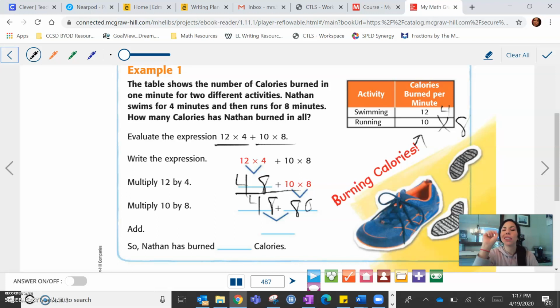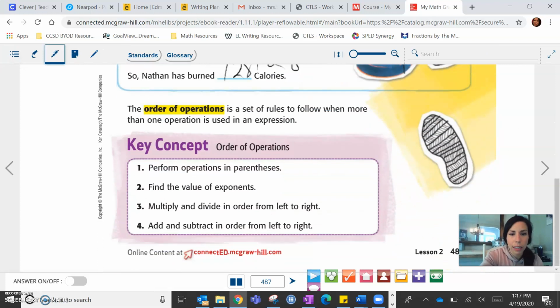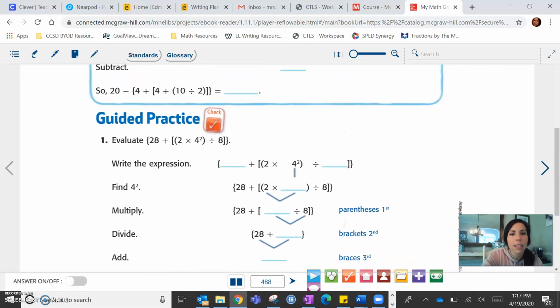Okay, and if you follow it, you'll get the answer right every single time, promise. Okay, unless we make some careless errors, which hopefully we don't, but sometimes we do, right? Okay, so 48 plus 80 is going to give us, and I'm just going to do it quick in my head, 128. Okay? So Nathan burned 128 calories. Good job, Nathan. All right, so let's go back and let's see if we can do another one together just for practice.